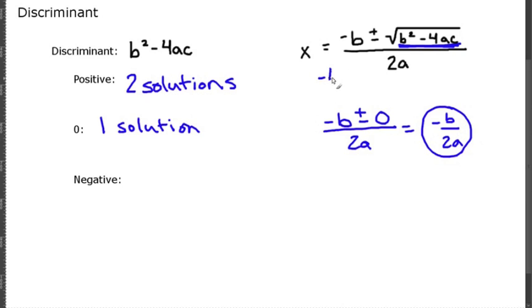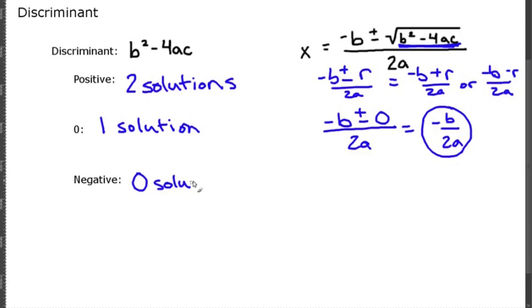Whereas above that, it was negative b plus or minus some number all over 2a. For the sake of this, we'll call that number r, all over 2a. So we were going to have two solutions. So a negative b plus an r over 2a, or a negative b minus an r over 2a. So if positive has two solutions, and if the discriminant is 0, that's one solution, a negative discriminant will result in 0 solutions.